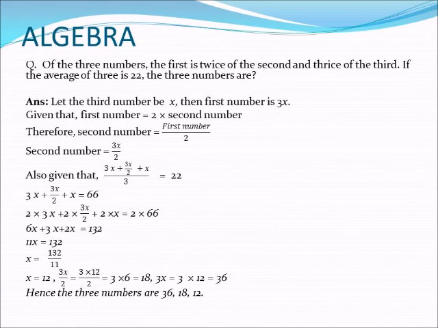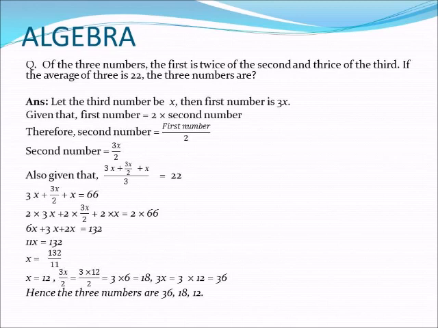Next, add the x terms. All x terms are positive, so we get 6 plus 3, 9, plus 2 equal to 11x. 11x equal to 132. Then x equal to 132 by 11. 11 comes to the right side as the denominator.